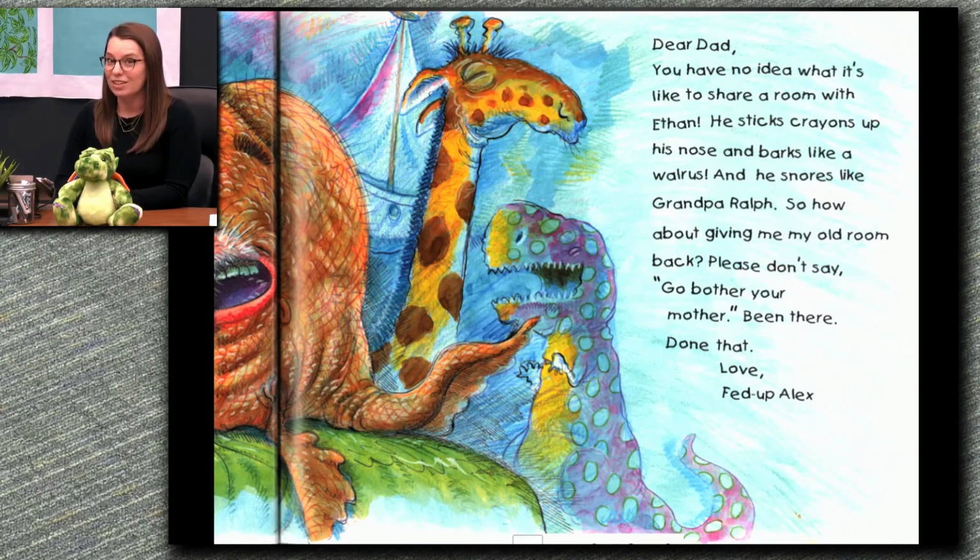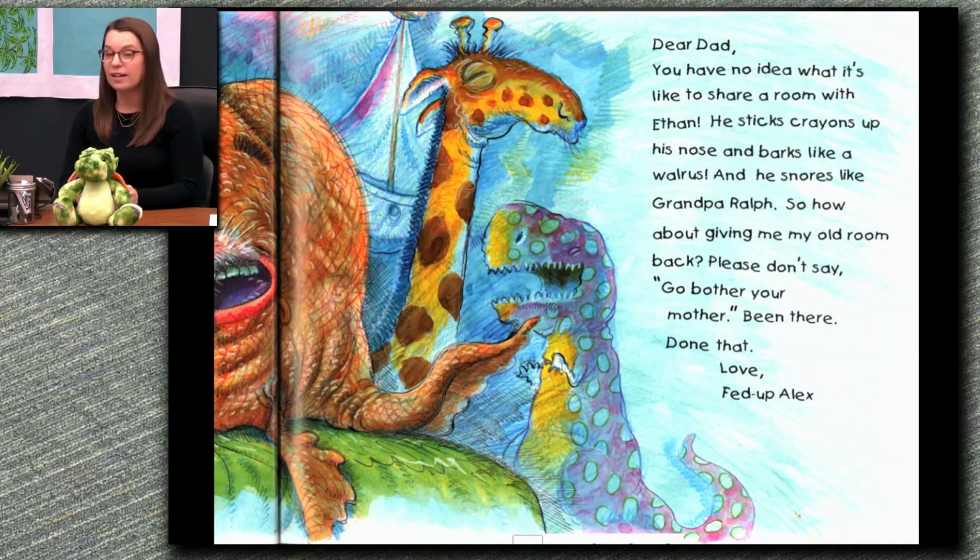One of the letters that Alex writes to his dad says, "Dear Dad, you have no idea what it's like to share a room with Ethan. He sticks crayons up his nose and barks like a walrus, and he snores like Grandpa Ralph. So how about giving my old room back? Please don't say, go bother your mother. Been there, done that. Love, Fed Up Alex."